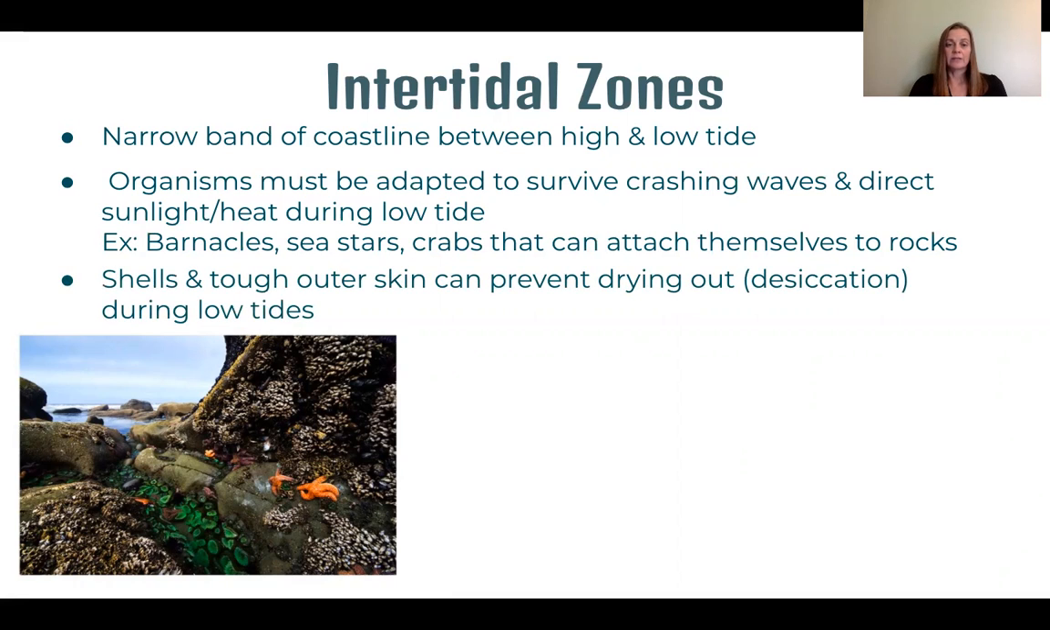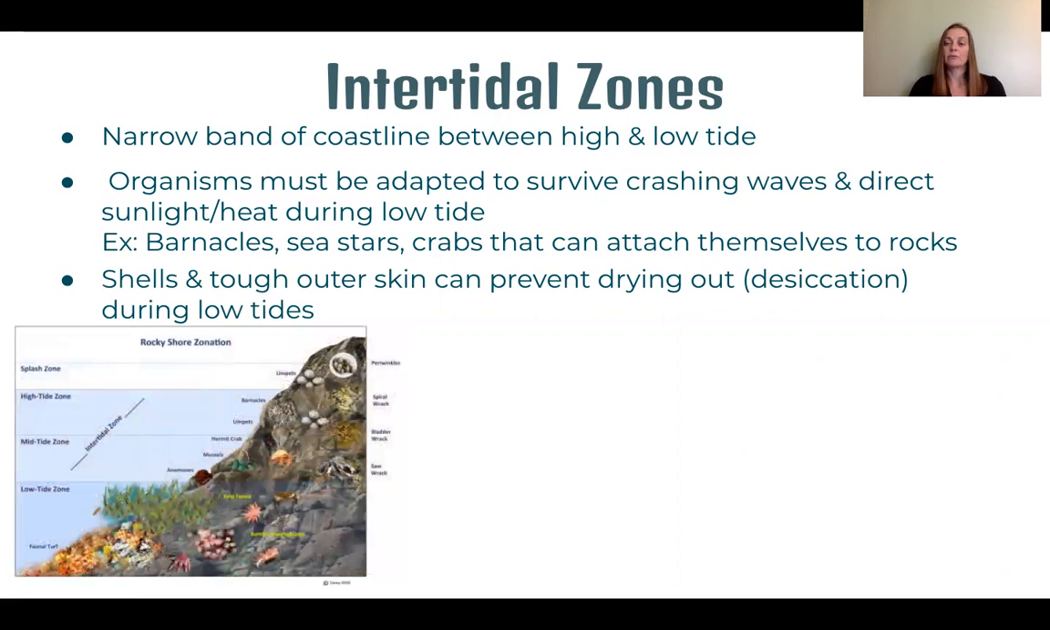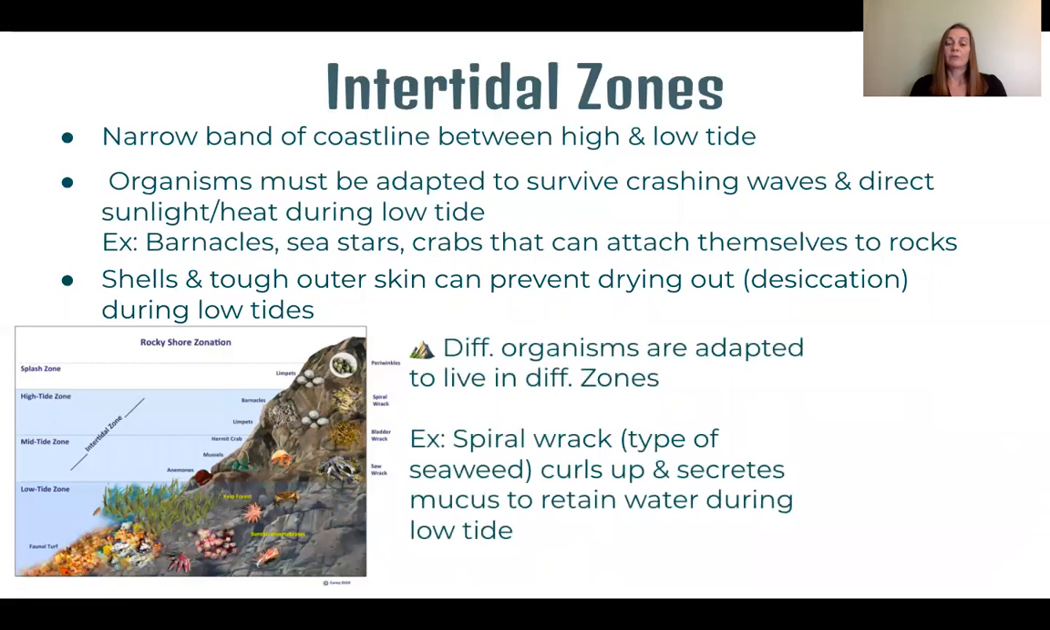Most of the animals in the intertidal zone have shells or a tough outer skin that helps prevent them from drying out during low tide. There are also some organisms that are adapted to go into the intertidal zone to hunt for prey during low tide in those tide pools. So different organisms are adapted to live in different zones. You may even have some that live only in the high tide zone, only in the low tide zone, in the splash zone, but they have unique adaptations that allow them to live in those different zones.